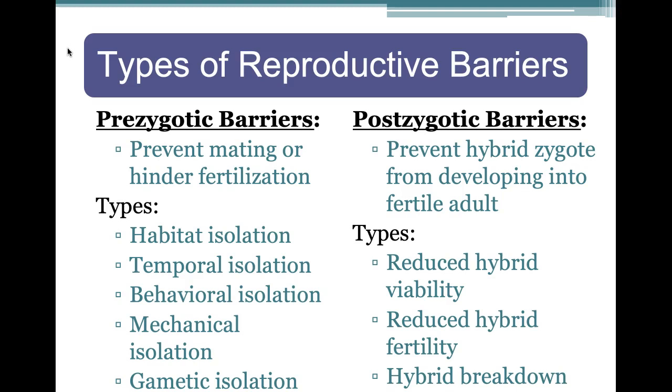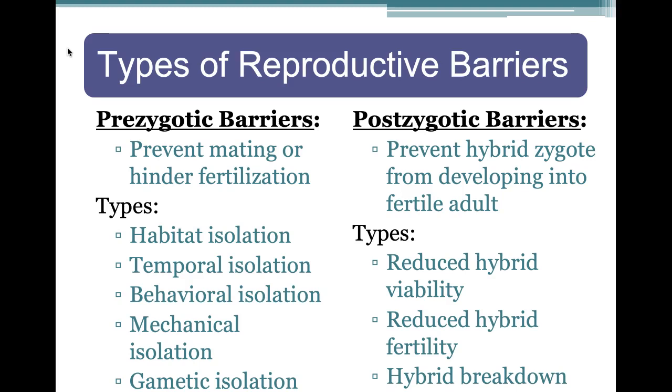Another type of prezygotic barrier is gametic isolation. And this is where there actually is mating again, but there is no fertilization that takes place. So those are all barriers preventing reproduction before the zygote, so no zygote.